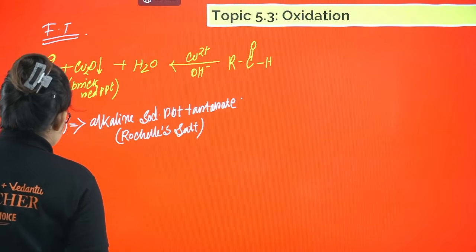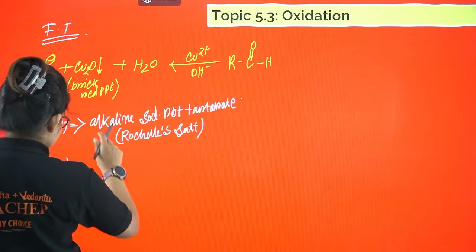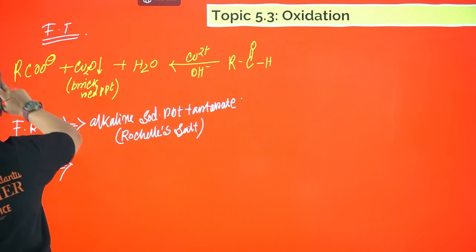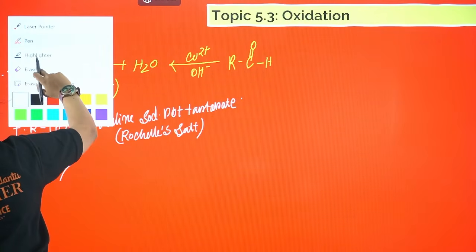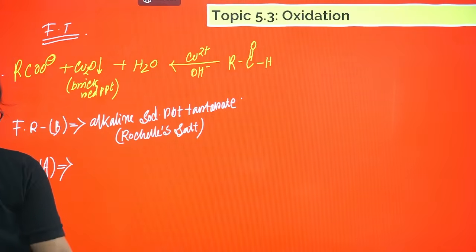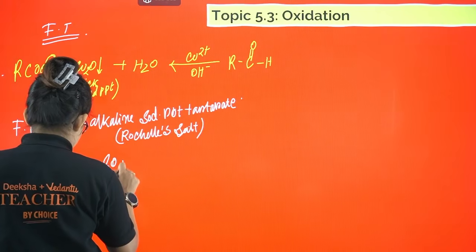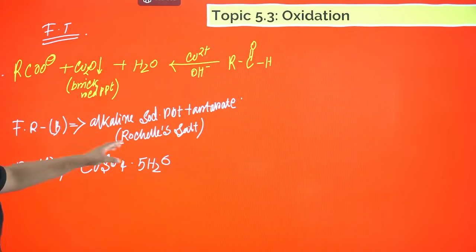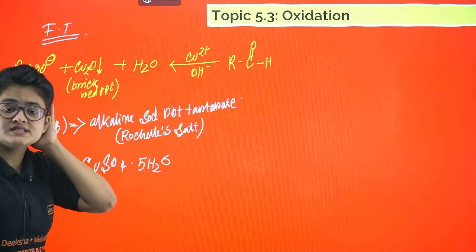Okay, now what is Fehling's B? Fehling's A, just a minute. This is your Fehling's B, just let me change the name. This is your Fehling's B, and Fehling's A solution is something else. So Fehling's solution A is your copper sulfate, CuSO4.5H2O. So Fehling's A is your copper sulfate and Fehling's B is your alkaline sodium potassium tartrate, that is also called Rochelle's salt.